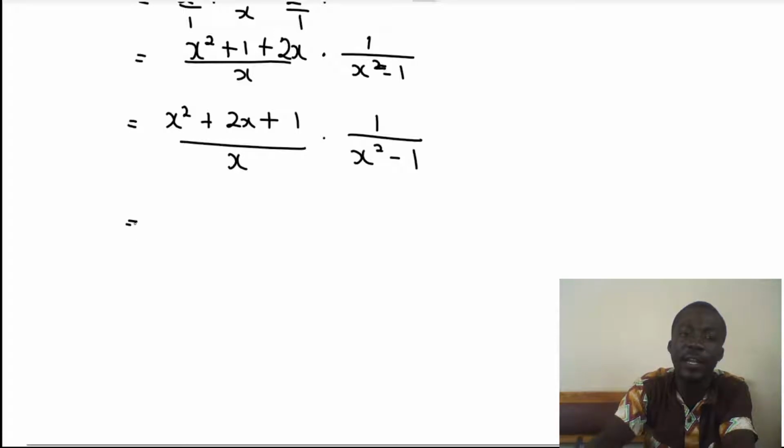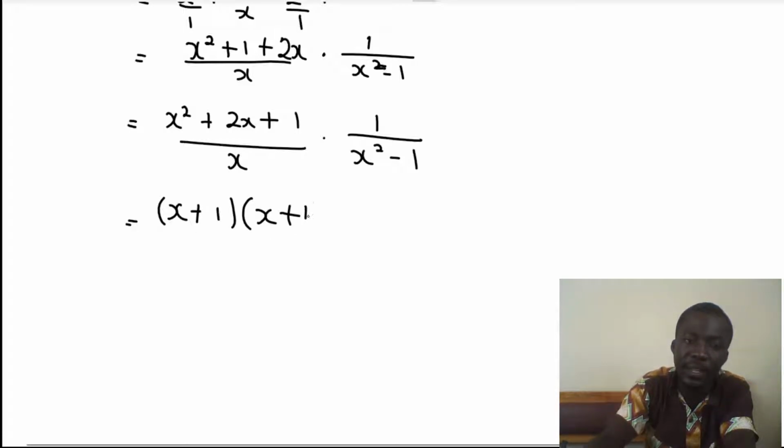So we have to factor that one. And by factoring, we have to find the coefficient of x squared, which is 1, and multiplied by the constant 1. So the product will be 1. Then we find two factors of 1 that when we add, we will get 2. And the factors will be 1 and 1. So it means our factorization will be x plus 1 and another x plus 1 divided by x.